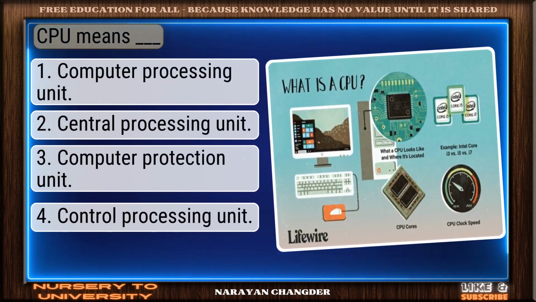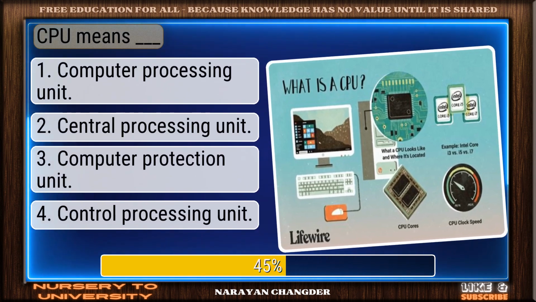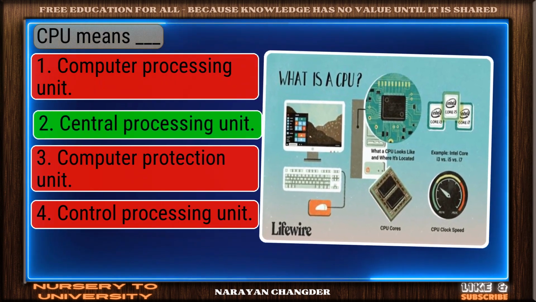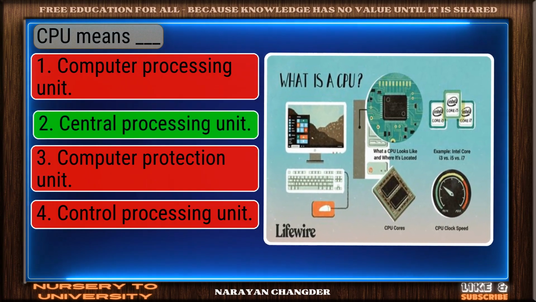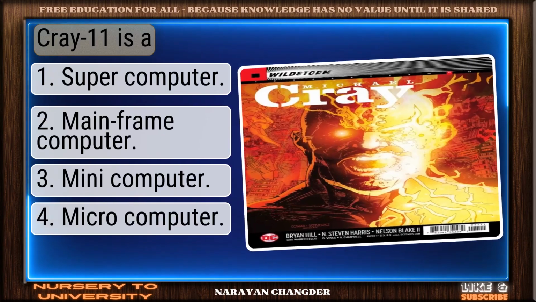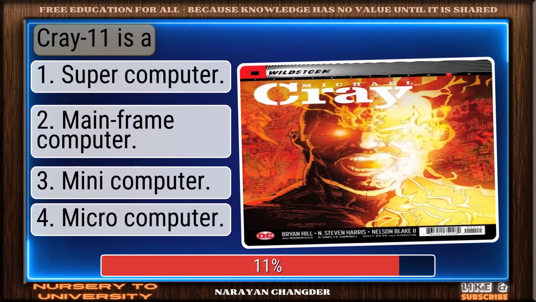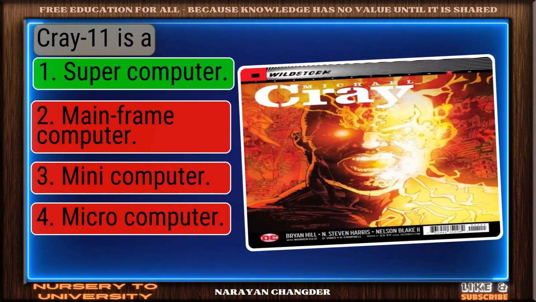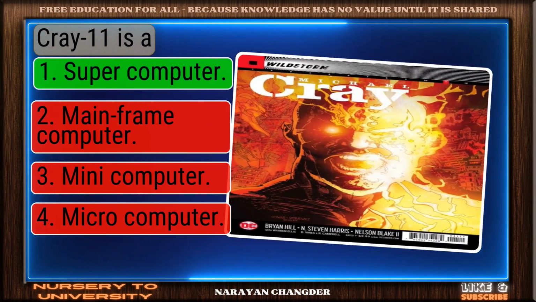Question number 79. CPU means dash. Right again. Central processing unit is a valid answer. Question number 80. Cray-2 is a? You got it. Your choice, supercomputer, is right.